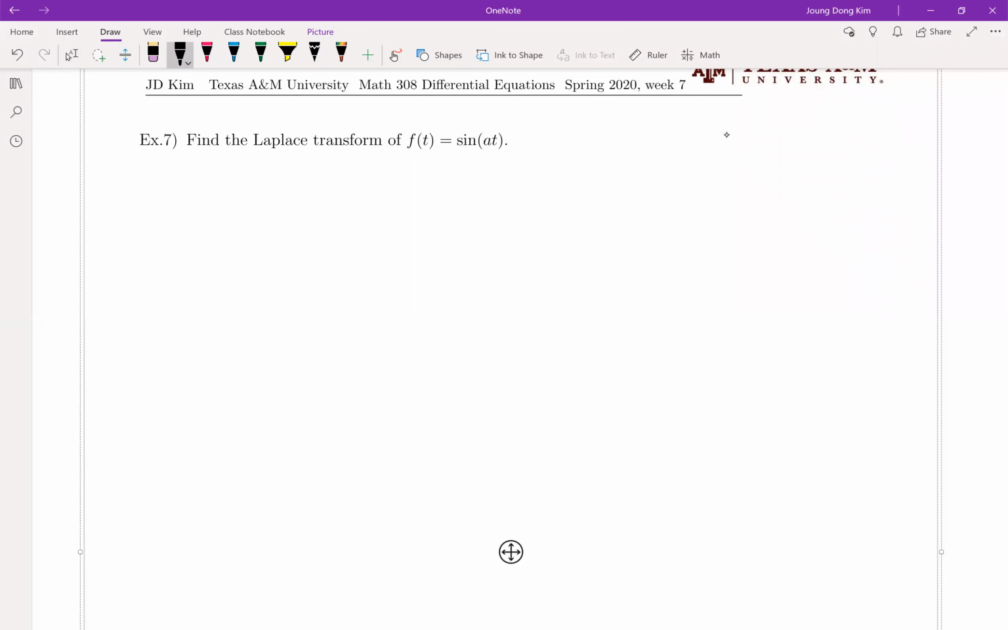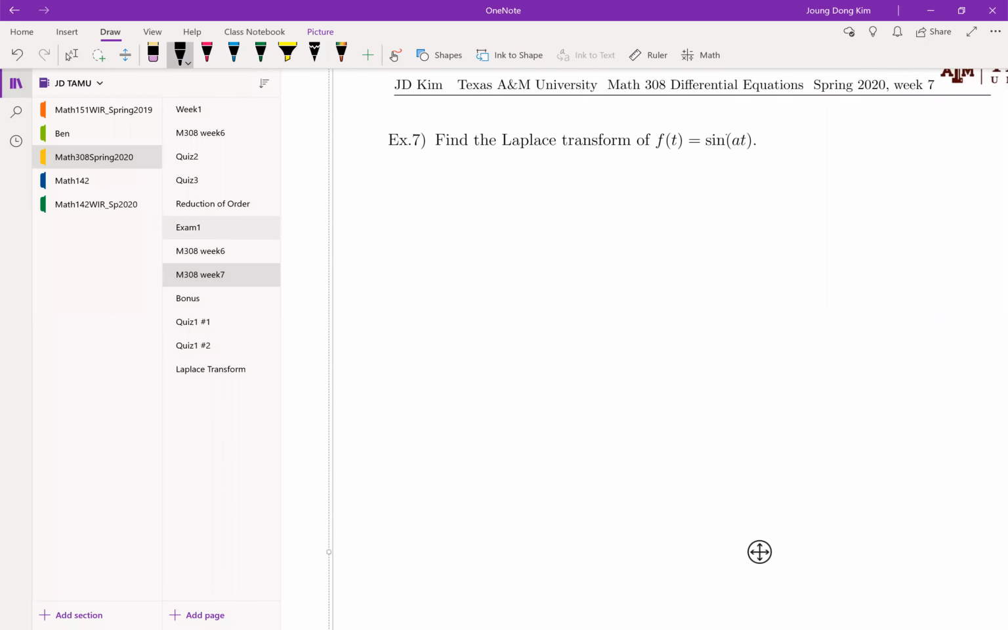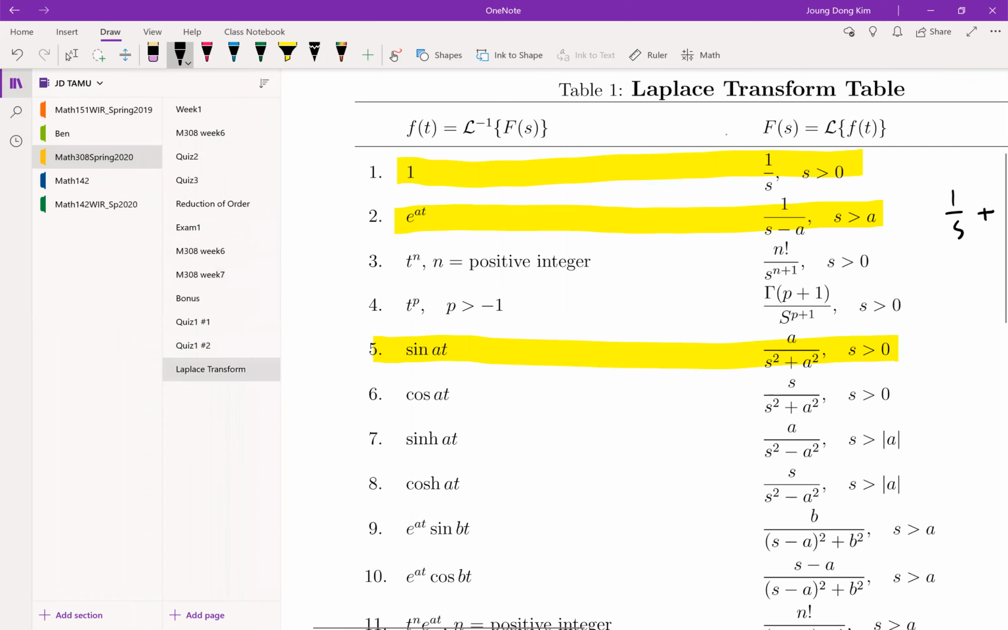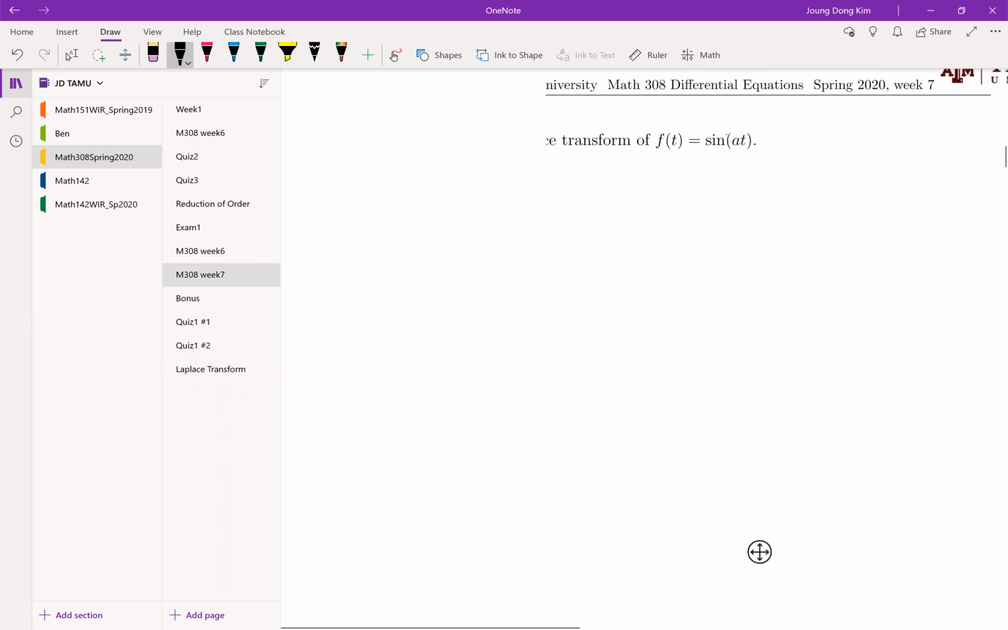Okay, let me give another example. My function is sine at, and let me go back to the Laplace transform table. Look at that, this is number 5, and my answer must be a over s squared plus a squared. So let me try to derive this.